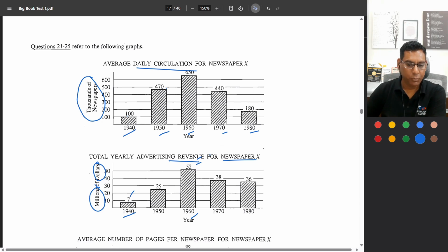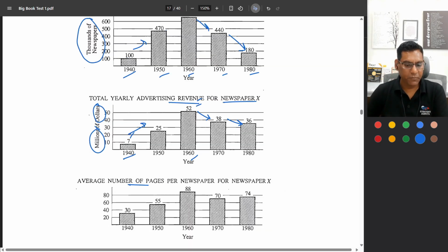Both these graphs are similar, as in whenever there is an increase here, there is an increase here. Whenever there is a decrease here, there is a decrease here. So that's great. The only observation I have is that the decrease is very dramatic for circulation, not so dramatic for advertising revenue. Okay, and the average number of pages for the same years, 30, 55, 88. Again a similar kind of graph. The only thing is that here there was a decrease in both the first two graphs.